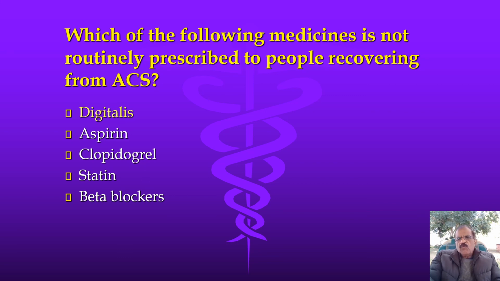Beta blockers are also very useful after acute myocardial infarction, for example. If beta blockers are given for about 1 year, they may reduce the chances of sudden death. So beta blockers have also become the standard treatment after acute myocardial infarction.